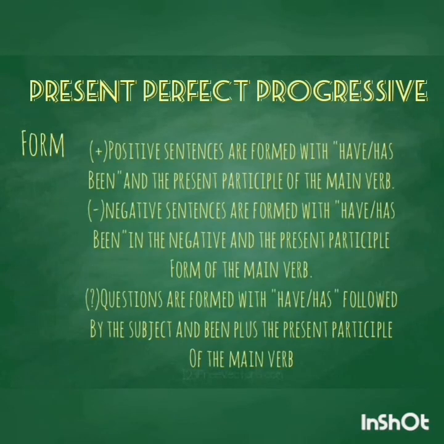The last present tense to be analyzed in this video is the present perfect continuous or progressive. In the affirmative, we use the auxiliary construction have or has been and the present participle form of the main verb. Negative statements use the negative form of have or has been followed by the present participle form of the main verb. And questions use the auxiliary have followed by the subject of the sentence and been plus the present participle form of the main verb.